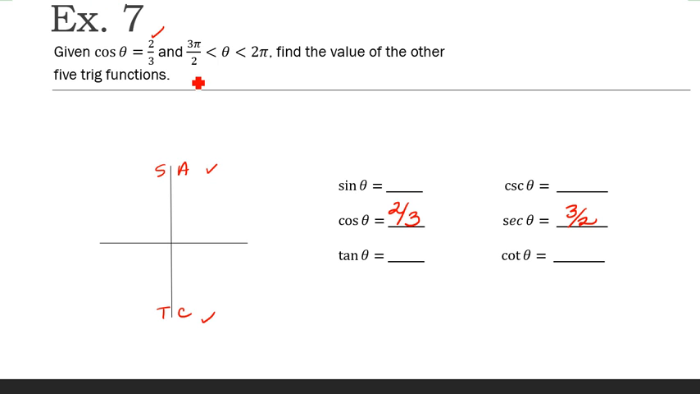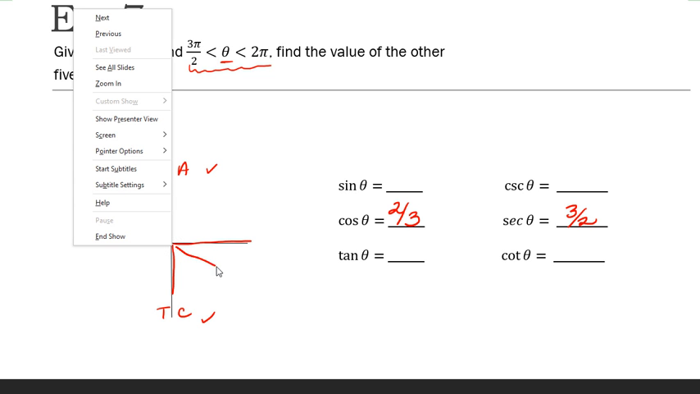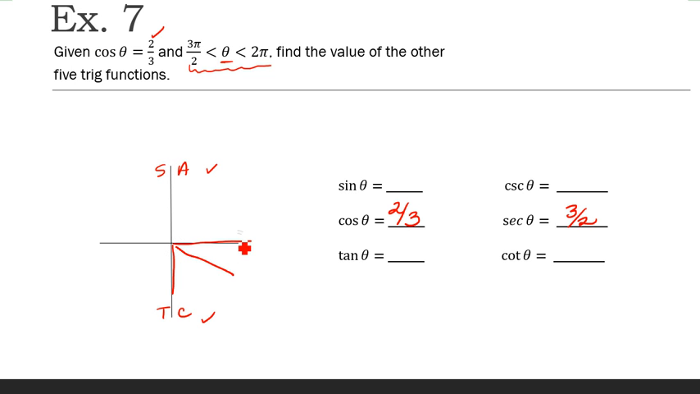The next thing this says up here is that theta is somewhere between 3 pi over 2 and 2 pi. So if it's at 3 pi over 2, 3 pi over 2 is this line right here. Well, if it's going to let me write, here's 3 pi over 2, and here's 2 pi. So if it's got to be in between these, we have no choice. It must be coming out this direction.